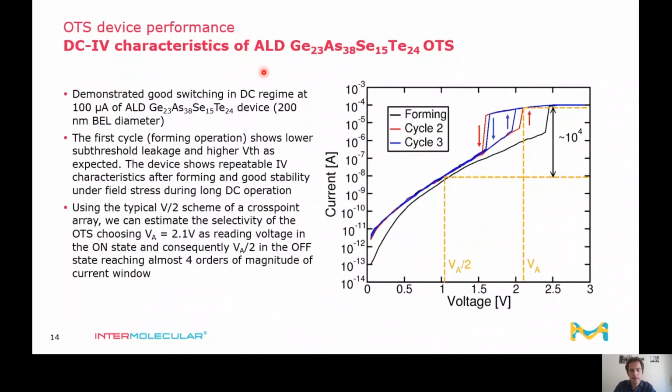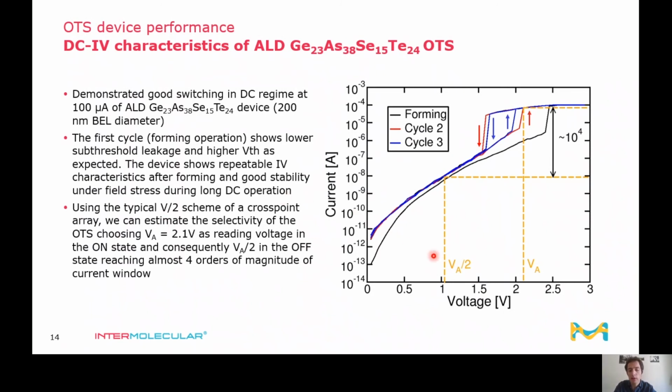Going over the DC-IV characteristic, we were able to demonstrate good switching in DC regime at 100 microamps, and we were able to perform 3 DC-IV cycles, and we were able to see good switching. As we can see, the first cycle, commonly known as the forming cycle, shows higher threshold voltage, and then we can see that the second and the third cycle show pretty repeatable threshold voltage and holding voltage, that is the voltage where the device sees the switching off. And so we can see that we are able to have very repeatable subthreshold conduction and switching. Our device is really stable under long field stress during the DC operation.